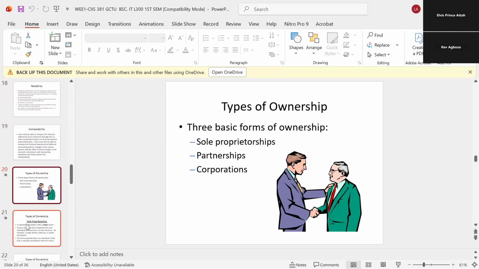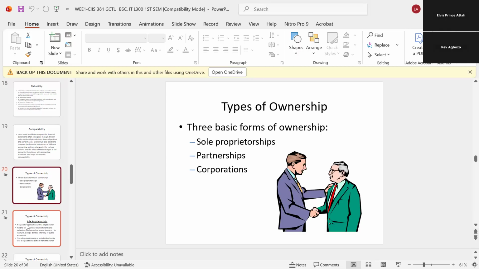Now, we look at the type of business. The type of business ownership determines the nature of the accounts to prepare. And so basically, we have three types of business ownership. The sole proprietorship is a one-man business. It's very common in Ghana, where a person can get up and say, I want to start a business, and he alone brings in money and starts the business.